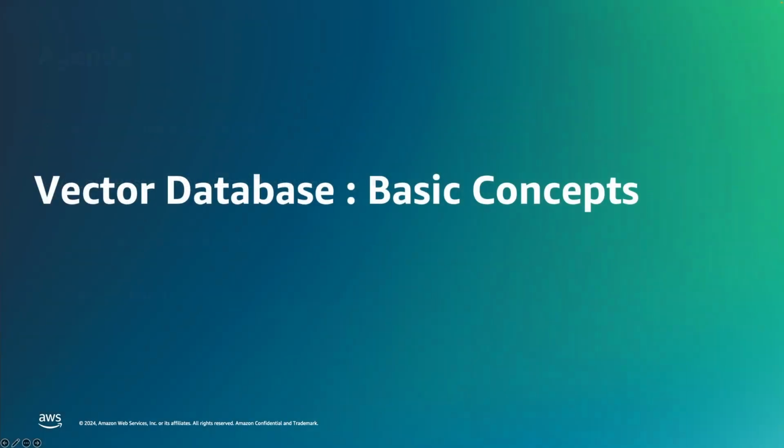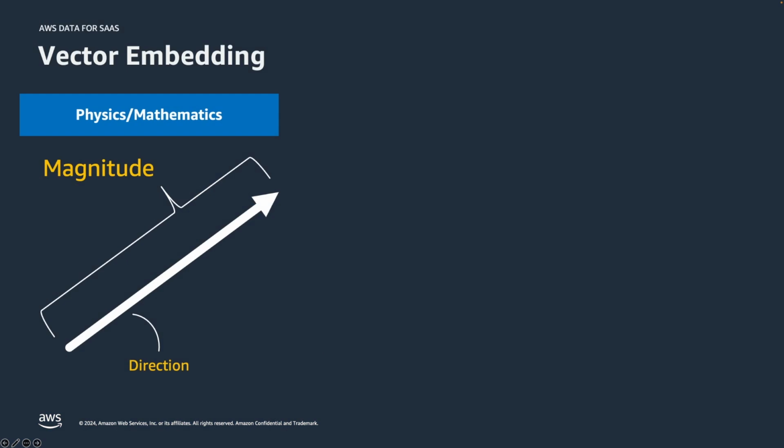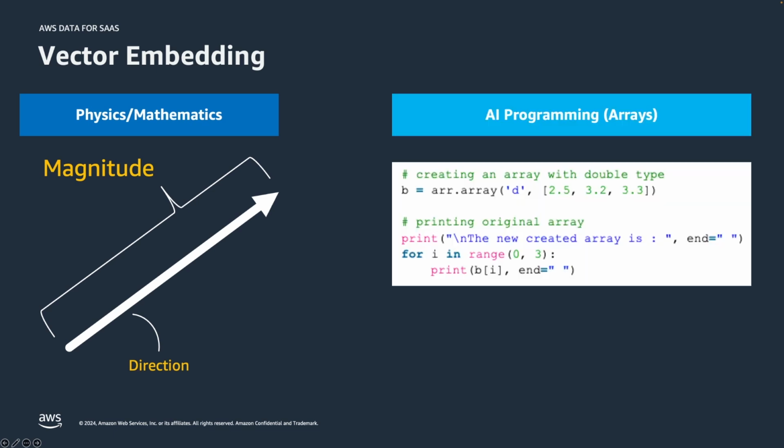Let's get started with some basic concepts around vector databases. What is a vector? In the mathematics or physics world, a vector is a quantity that has both magnitude and direction. And usually you represent it by an arrow whose direction is the same as the quantity and whose length is proportional to the quantity's magnitude.